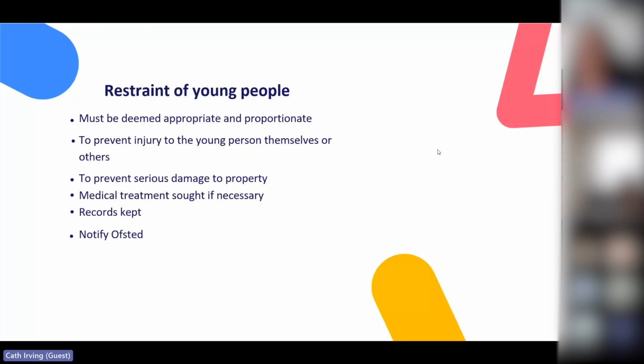And following any incident of restraint, a written incident report must be completed by the staff and the registered person. These records would need to be used to learn any lessons and to consider the impact on the young person, and any incident of restraint must be reported to Ofsted as a serious incident.